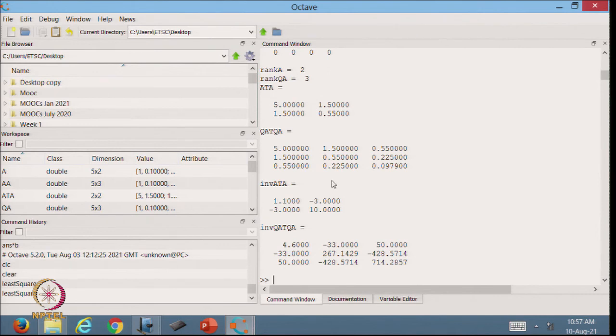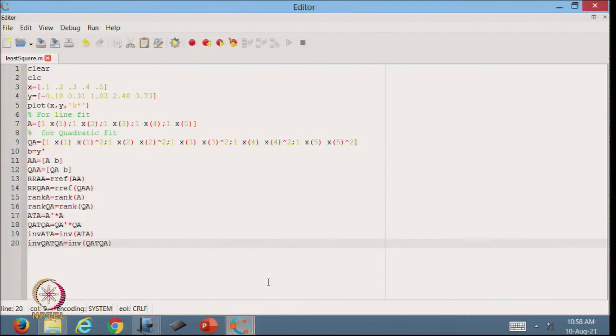Then I have defined the inverse of this A transpose A. So, this is the inverse that is coming, and here it is the inverse of QA, the corresponding quadratic. I have taken the inverse, and this value is coming. So, up to now it is okay. So, I can define the next.